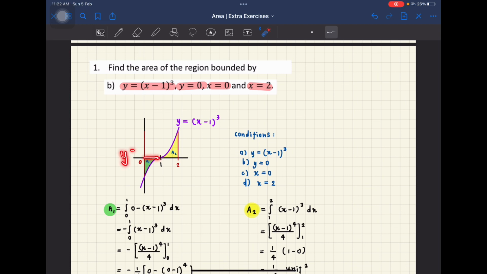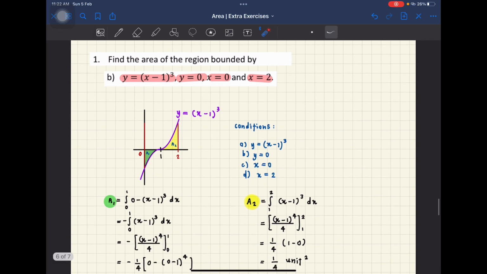Atas adalah y equals to 0 and then bawah adalah this one. Okay, so atas tolak bawah. Masukkan sahaja apa function awak. Okay, and then kalau atas tolak bawah mesti with respect to x lah. Okay, so daripada mana? So daripada 0 sampai 1.